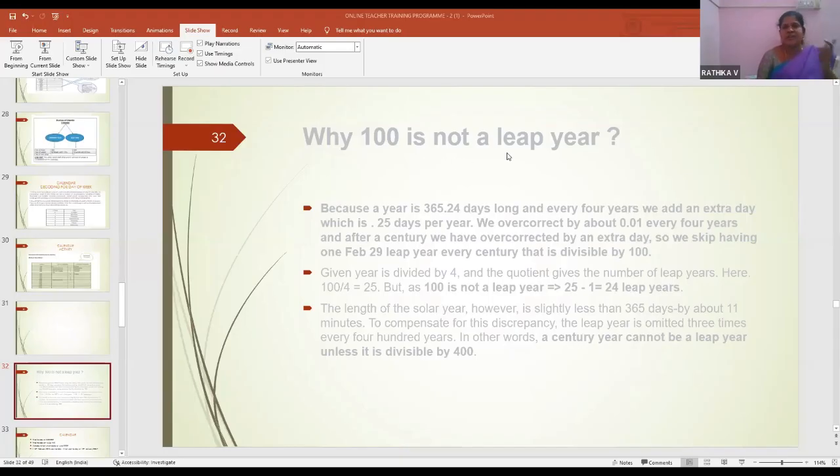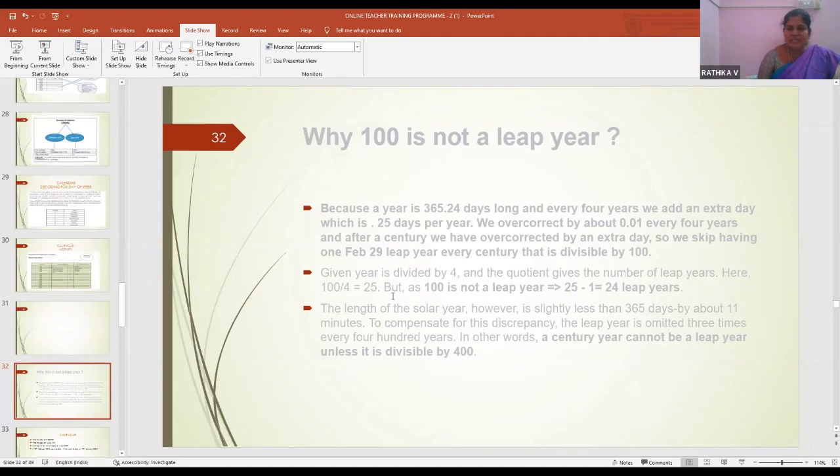So you can see why 100 is not a leap year. Many reasons are given. One reason is that the year is 365 days long, and every 4 years we add an extra day. And with this extra day, we actually overcorrect by about 0.01. Every 4 years we are getting 1 additional day, and that 1 day we add in the leap year. So every 4th year is a leap year, with 29 days in the month of February.